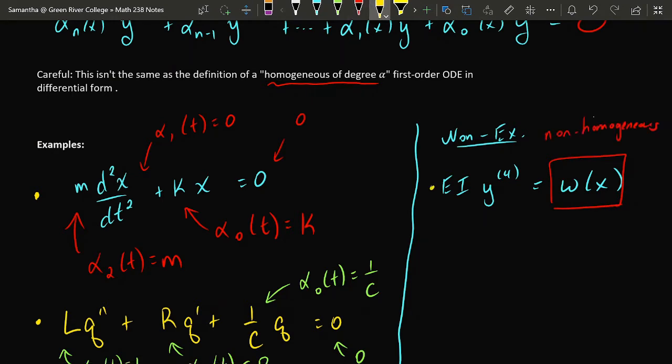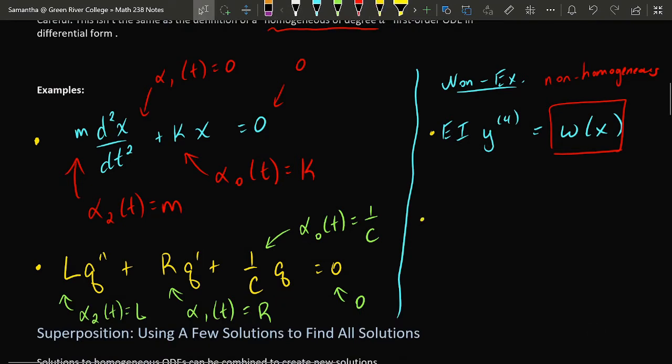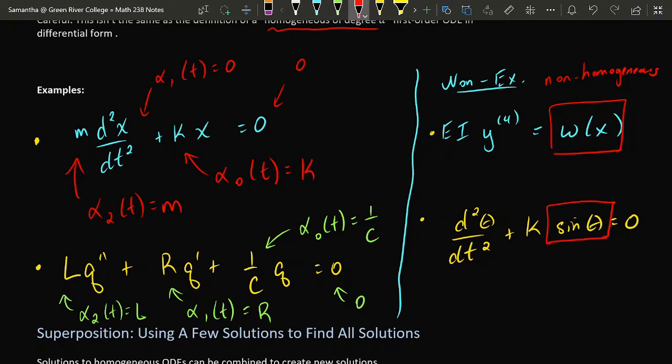Additionally, the differential equation that we gave for the pendulum is non-homogeneous. For the pendulum, we had that the second derivative of theta with respect to time plus a constant, let me just call it k for short, sine of theta was equal to 0. In this case, we do have the 0 that we need on the right-hand side, but the problem in this case is that the output variable theta is inside another function, sine.